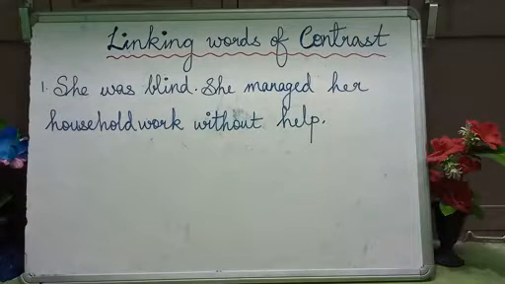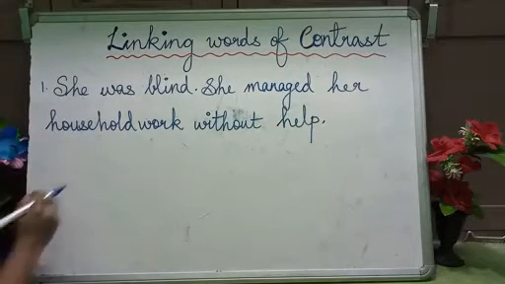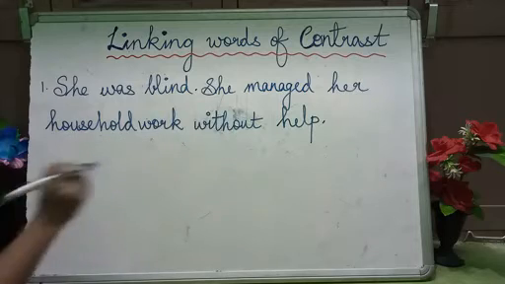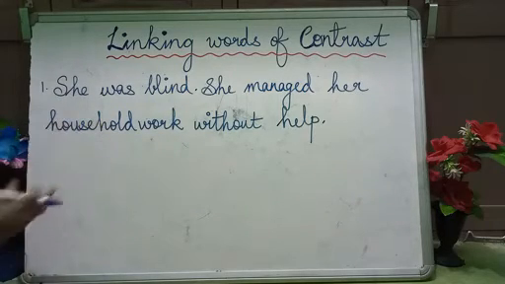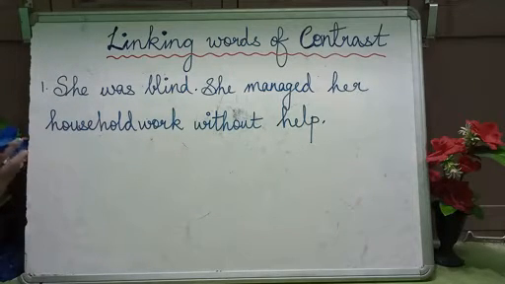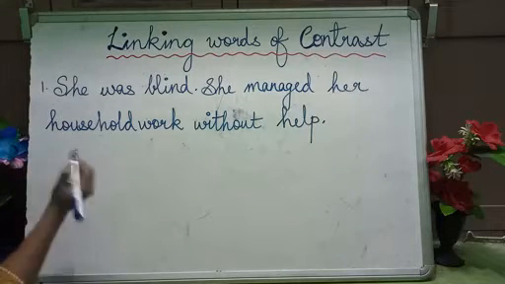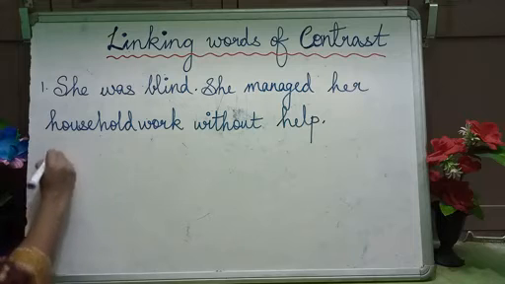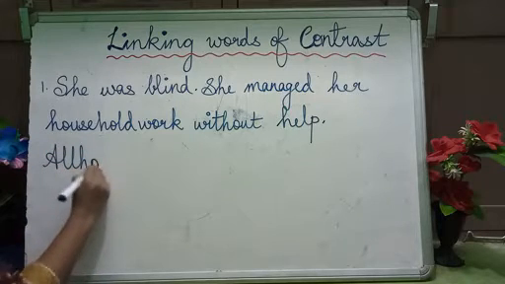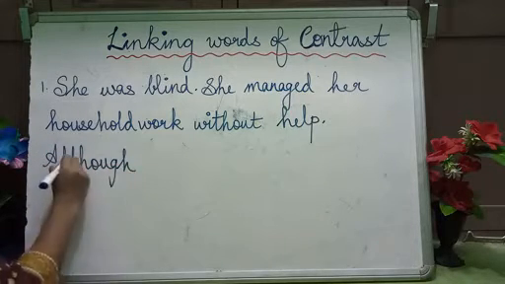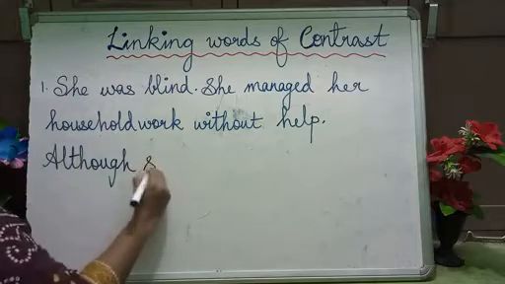Now let us see the sentence. Listen, the sentence I have written here: She was blind. She managed her household work without help. Now you're going to begin this sentence using though or although. Okay, let us start now. Though and although mean the same, I told you. So we'll start using although. So although, then she was blind.